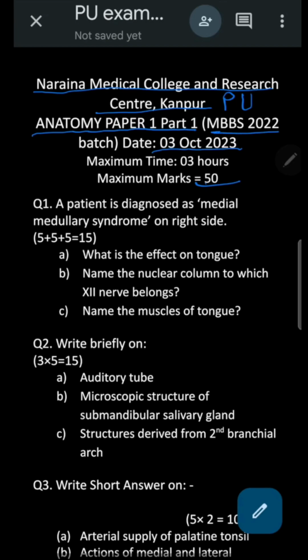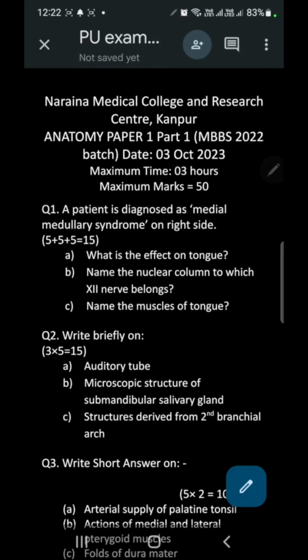Now name the muscles of the tongue. You know there are 8 muscles, 4 intrinsic, 4 extrinsic. The intrinsic muscles are the superior longitudinal, the inferior longitudinal, transverse and vertical. And the extrinsic muscles are genioglossus, hyoglossus, palatoglossus, styloglossus. That's all you have to write. Don't bother writing much in this question.